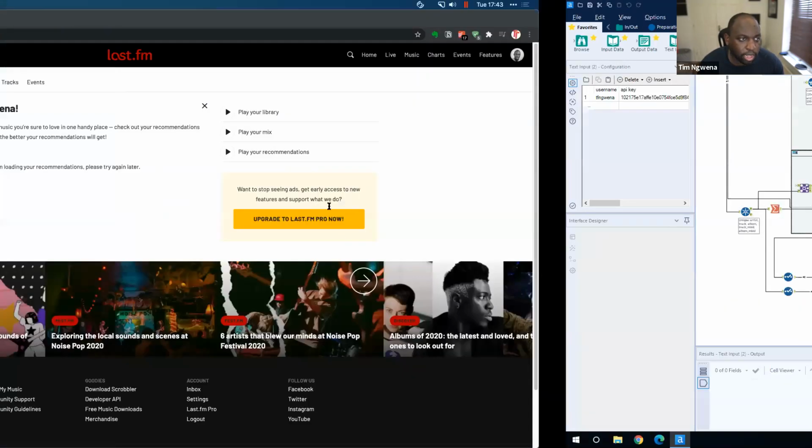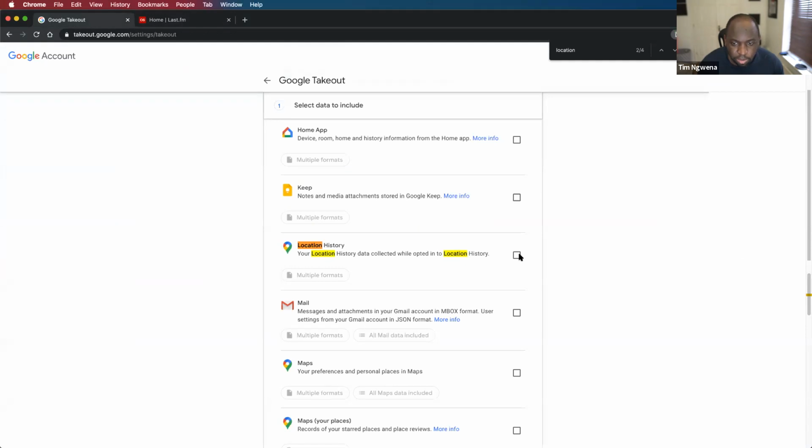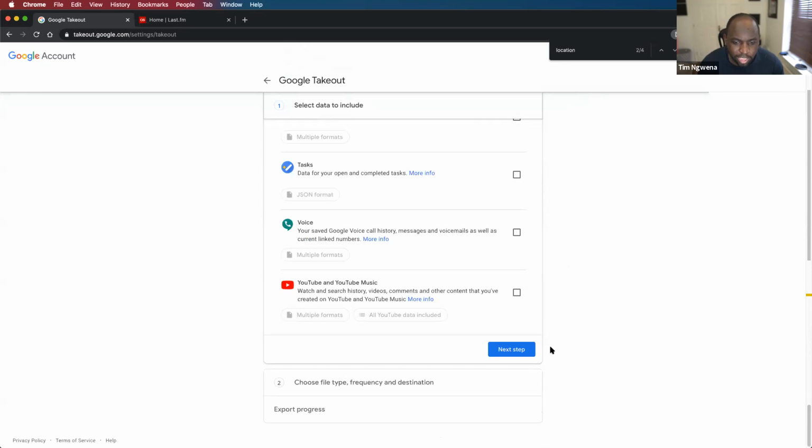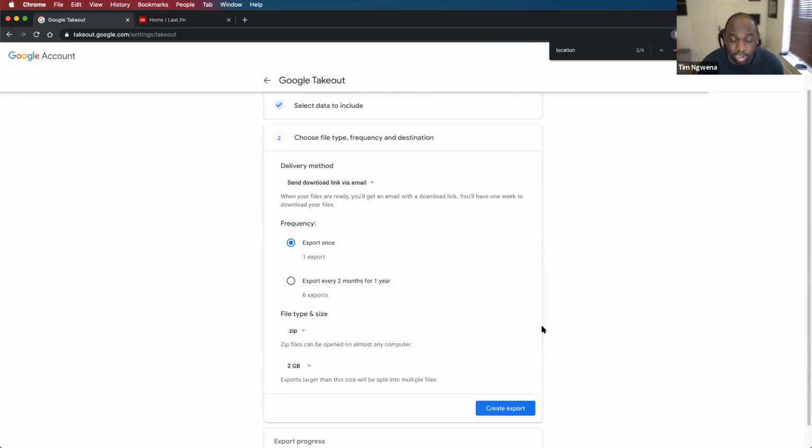If I go back, I have got this Google Takeout. You simply click this button. You can tick other things, but I'll warn you now, if you export anything more than just your location, be prepared for it to take a number of days.